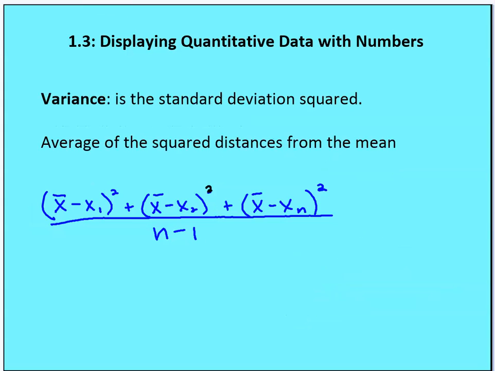So variance is going to be the standard deviation squared. It's basically the same value as the radicand in that value that you create. So it's the sum of the squared differences divided by n minus 1, not the square root of those values.